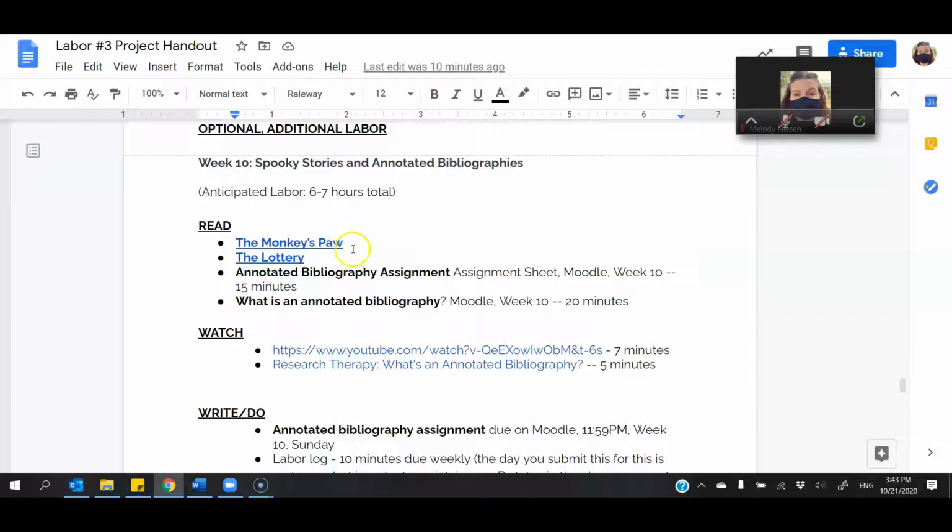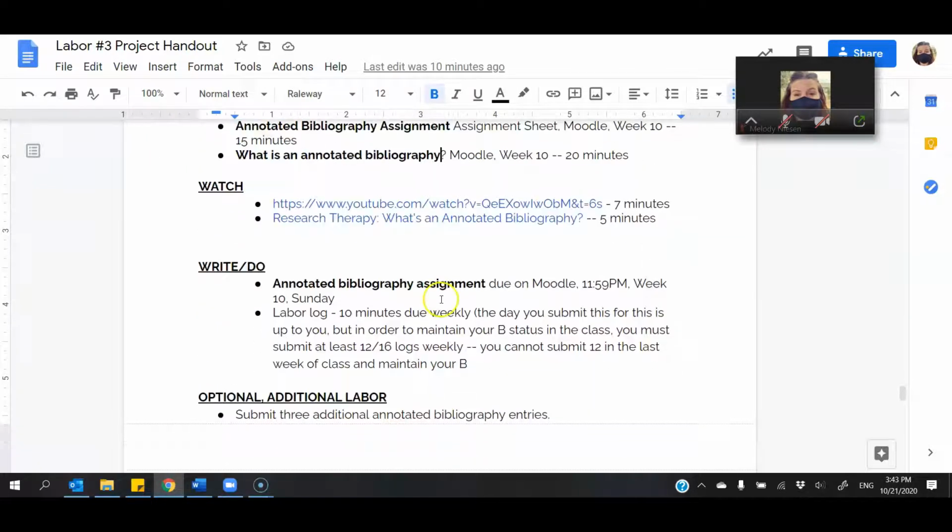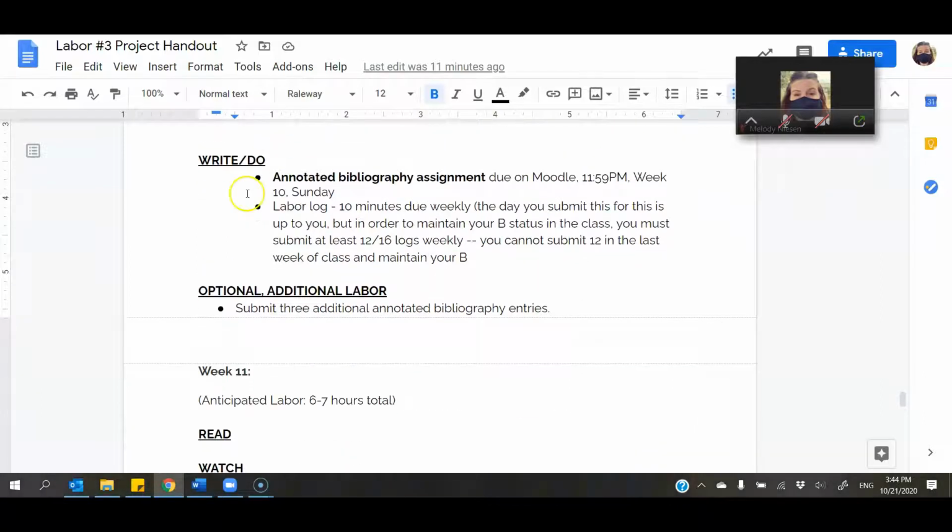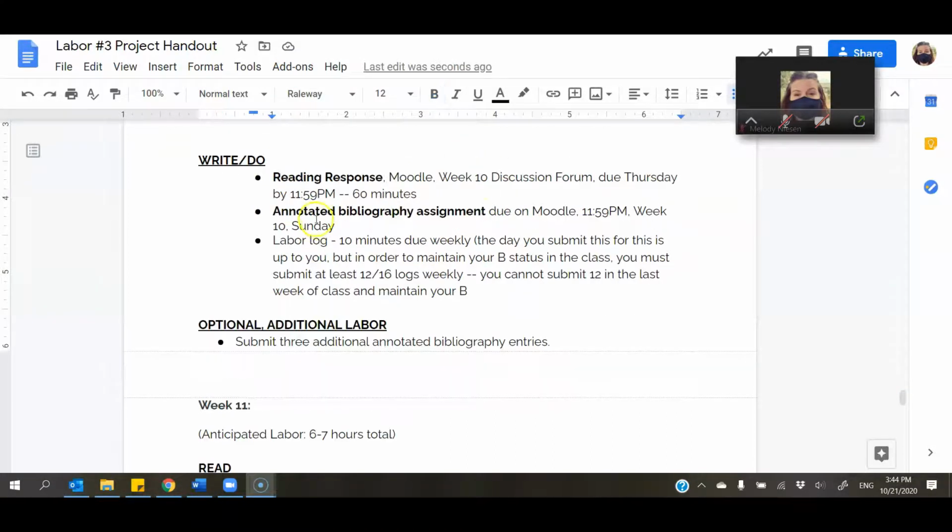So we'll be reading The Monkey's Paw and The Lottery. I've got links to those. And then on Moodle, we'll be reading about the annotated bibliography assignment and what an annotated bibliography is. Then we'll be looking at a couple of videos that explain more about annotated bibliographies. And our assignment due this week is the annotated bibliography assignment. As well, we of course have our reading response due on Thursday, and we also have our labor logs due, which are due once per week. So let's take a look at what this looks like on Moodle.